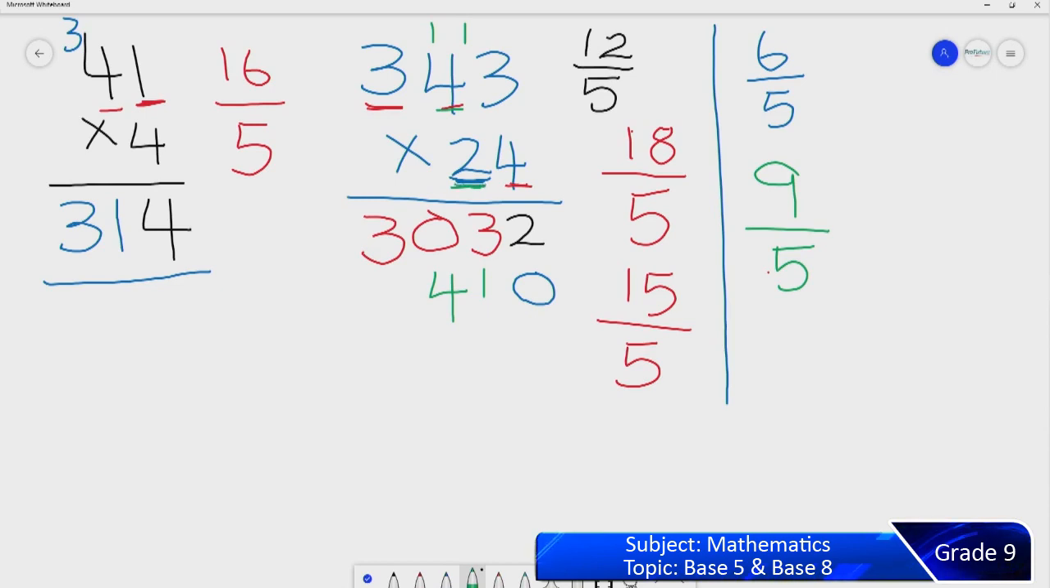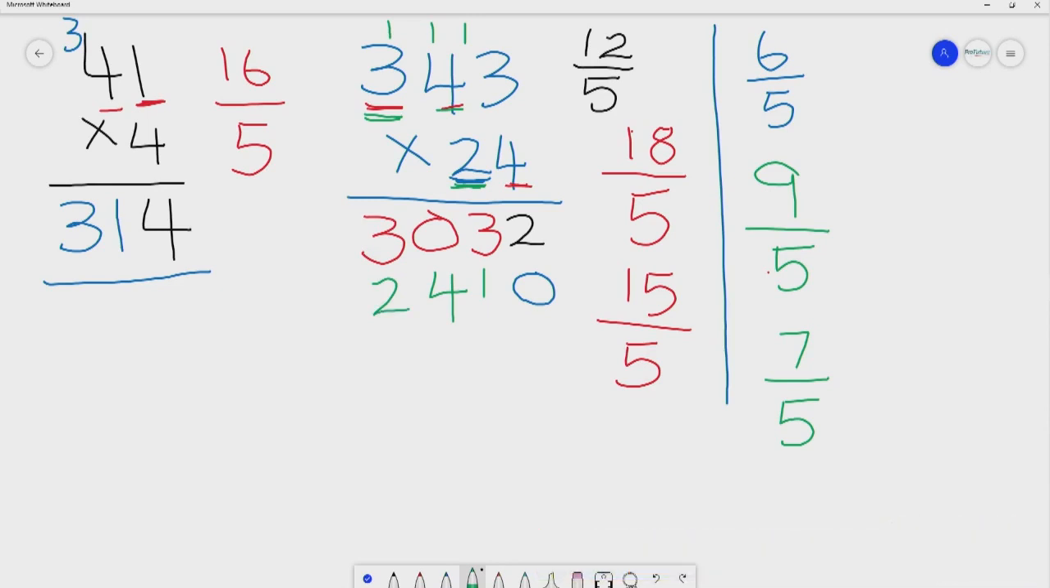Lastly, 2 multiplied by 3. 2 times 3 gives us 6, along with the 1 that we had up there. 6 plus 1 is 7. So 7 divided by 5 would give us 1. So we write it up there, and we would have 2 remaining. Because we have no more multiplication to do, but we still have this 1 by itself, we just bring it down.